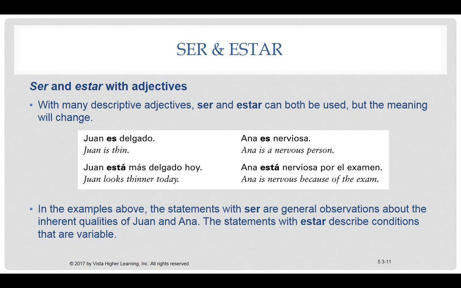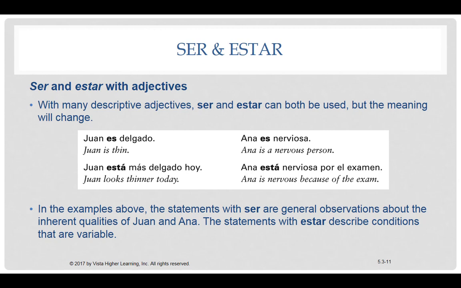With many descriptive adjectives, ser and estar can both be used, but the meaning will change. Look at these examples. Juan es delgado. Juan is thin. Ana es nerviosa. Ana is a nervous person.